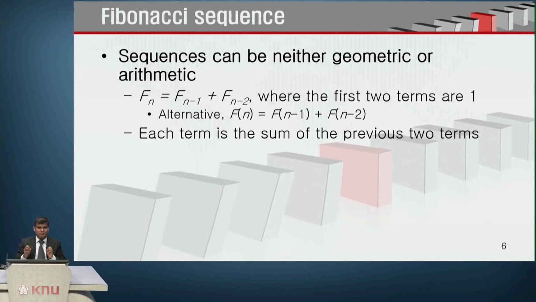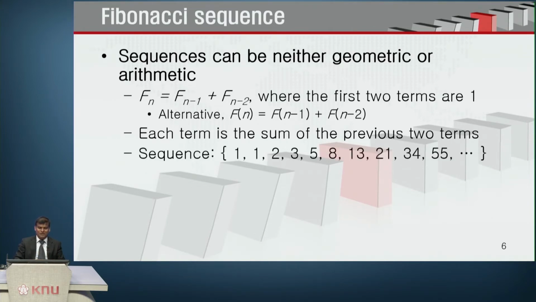F of n is the current term, f of n minus 1 is the previous term, and f of n minus 2 is the term before that. So each term is the sum of the previous two terms. That's what I meant. So here is a sequence we have seen in the Fibonacci definition. That's 1, 1, the first two terms, and after that you have the sequence where you're adding up the previous two terms. So that is 2, 3, 5, 8, 13, 21, 34, 55 and so on.